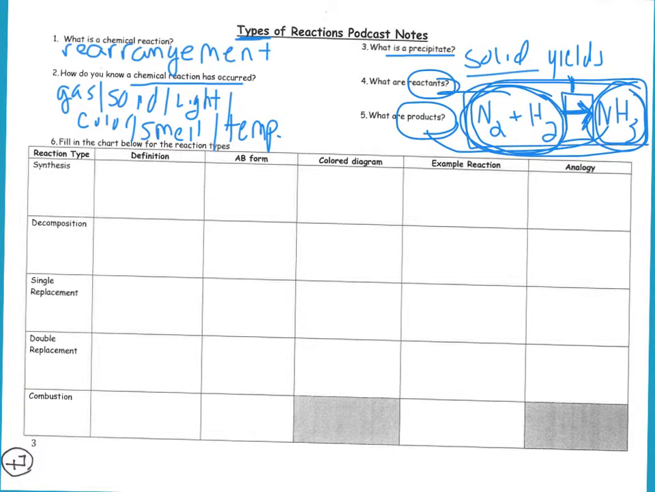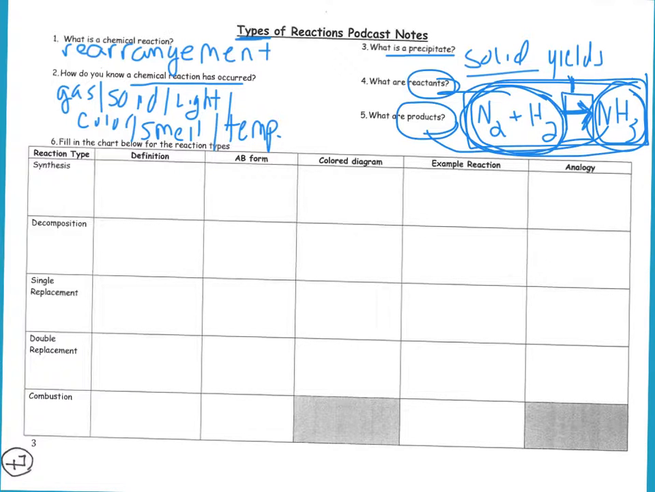Okay, so for determining the type of reaction, you're going to have to be able to recognize this whole process in 5 different ways. So let's just talk definition here for a second. We have a synthesis reaction, a decomposition, a single replacement reaction, a double replacement reaction, and a combustion reaction.